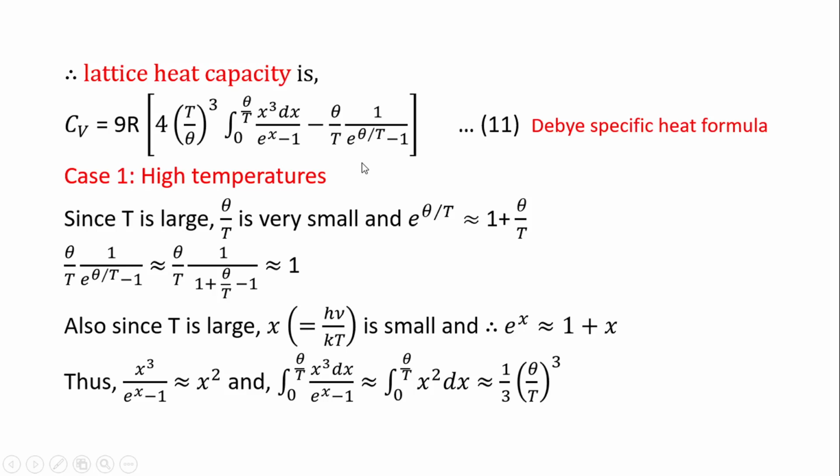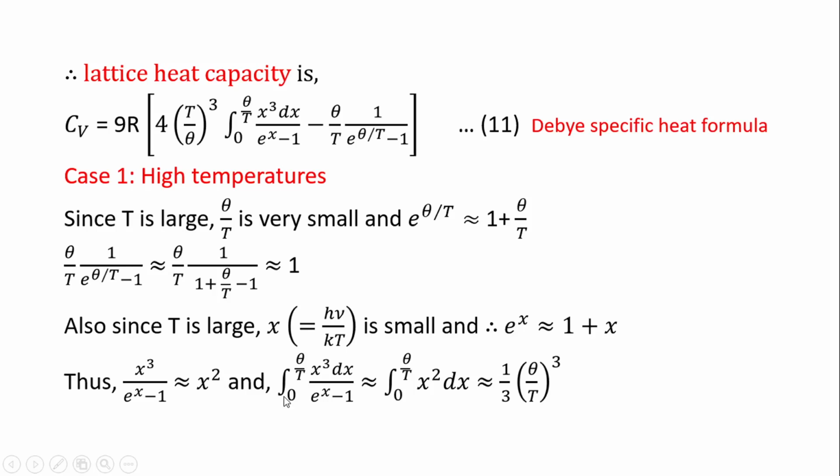Now what about the first term? Since T is very large, h nu by kT will be still smaller, that means x is small, and again we can put e raised to x as equal to 1 plus x. After substituting here, we will find that x cube upon e raised to x minus 1 is nearly equal to x square, because e raised to x minus 1 will be equal to simply x, so x cube upon x is equal to x square.